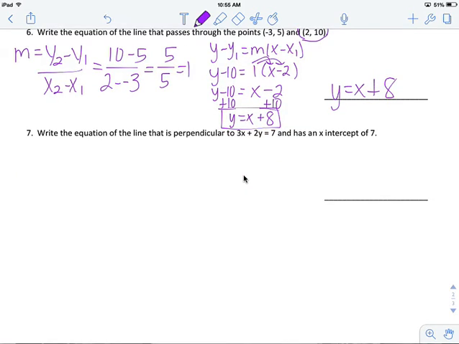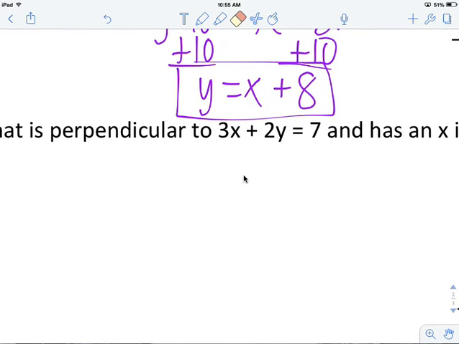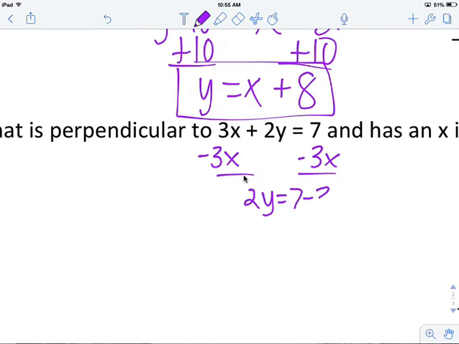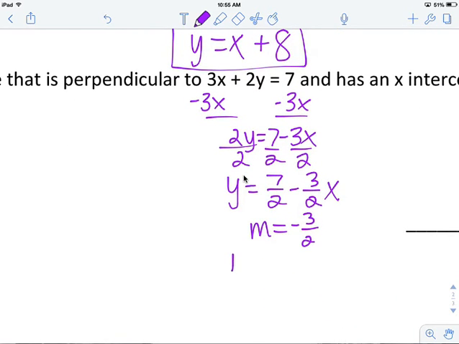My last problem says that it's perpendicular to this equation and has an x-intercept of 7. Before we find slope, you have to get y by itself. So I'm going to subtract 3x and divide everything by 2. And y is 7 over 2 minus 3 over 2x. My slope here is negative 3 over 2. So my perpendicular slope is the opposite reciprocal, which is 2/3.